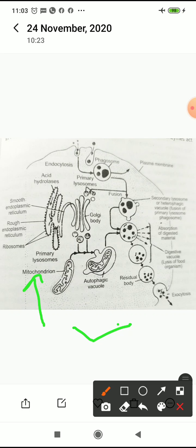Now extracellular digestion. Lysosomal enzymes are also released outside the cell and they hydrolyze the extracellular material. Thus, they are important for extracellular digestion. Hormone secretion. Lysosomal proteases activate the secretion of thyroid hormone in the follicles.